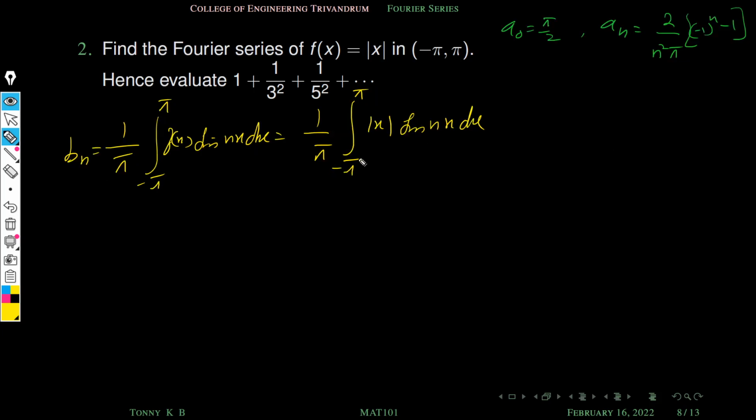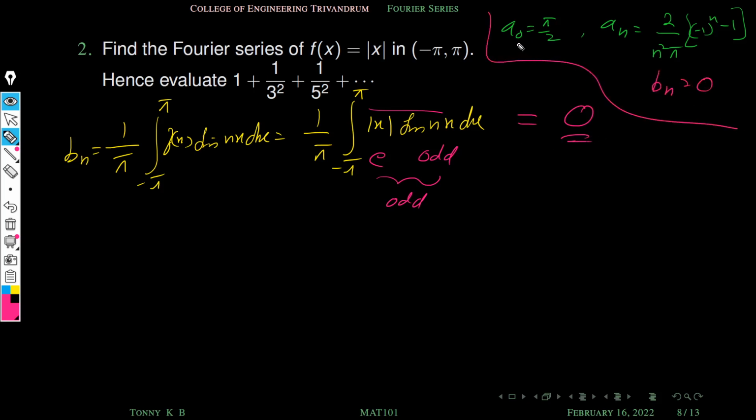Okay, next we have to find bn. bn is given by this formula: 1 by pi integral from minus pi to plus pi of f of x sin nx dx. Here f of x is mod x. Mod x is an even function and sin nx is an odd function, right? The product of an even and an odd function is again an odd function. The integral is of the form minus a to plus a, so the integral value is 0. So all the bn's are 0. So a naught equal to pi by 2, an is like this, and all the bn's are 0.